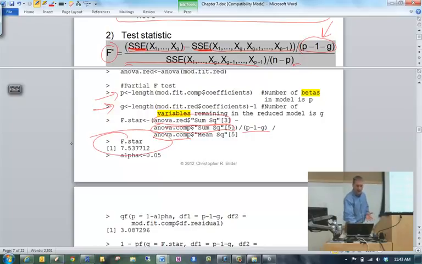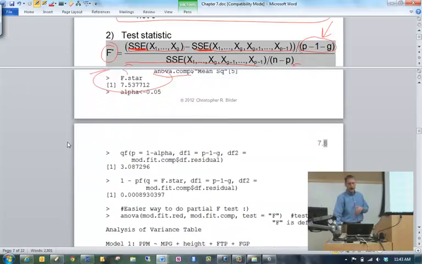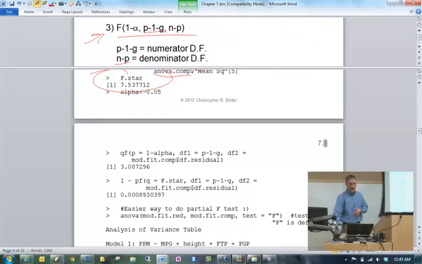F star ends up being 7.53. Set an alpha level of 0.05. I can then find my critical value using the qf function in very much the same way as we've done in the past. I get a critical value of 3.08. So notice that 7.53 is greater than 3.08. So we do have sufficient evidence from this sample that indeed at least one of these additional variables, free throw percentage and field goal percentage, is important. I can also find the p-value, again using similar means to what we've done before, using 1 minus the pf function.